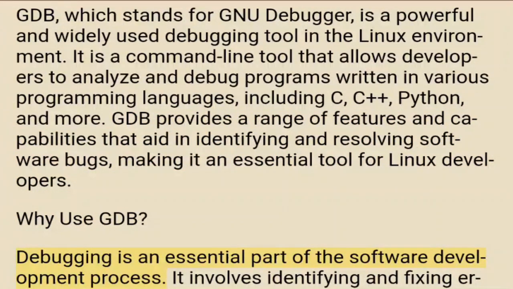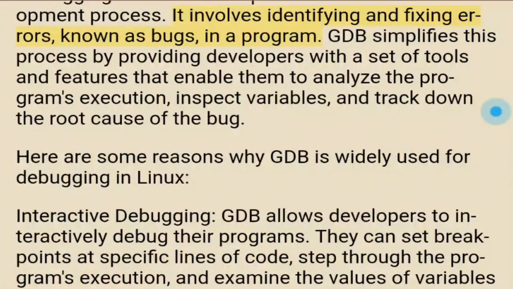Why use GDB? Debugging is an essential part of the software development process. It involves identifying and fixing errors, known as bugs, in a program. GDB simplifies this process by providing developers with a set of tools and features that enable them to analyze the program's execution, inspect variables, and track down the root cause of the bug. Here are some reasons why GDB is widely used for debugging in Linux.